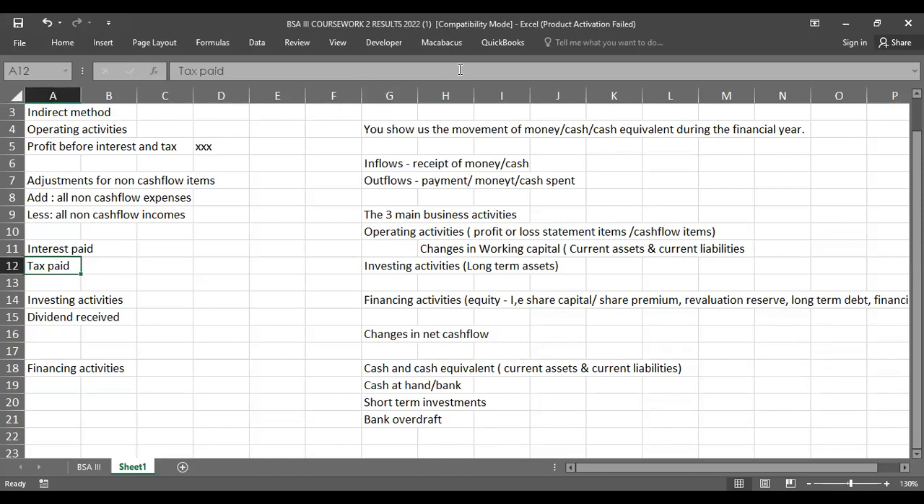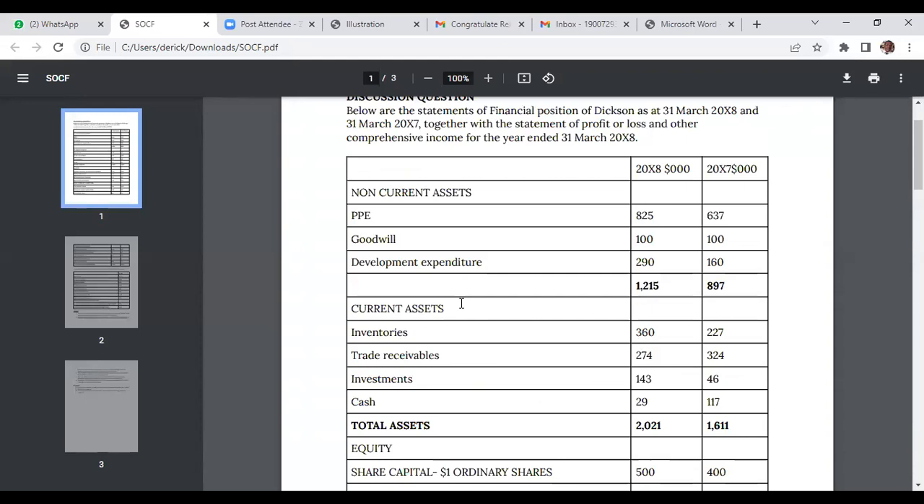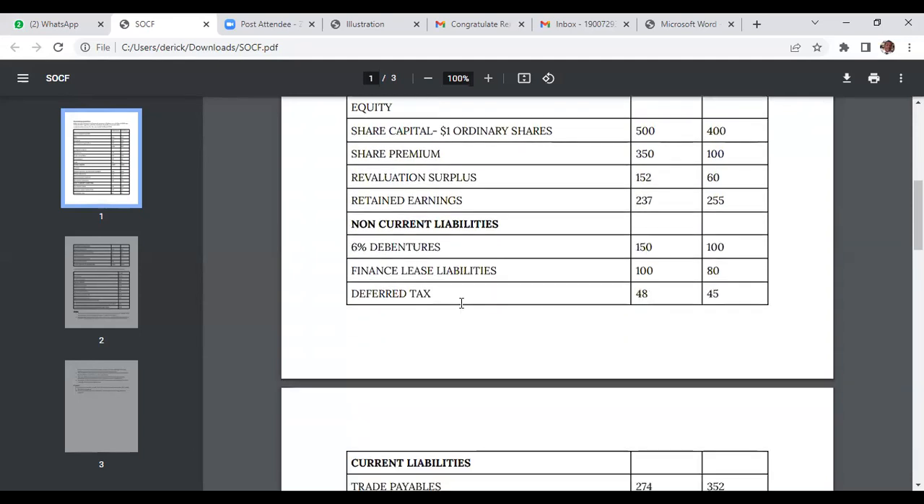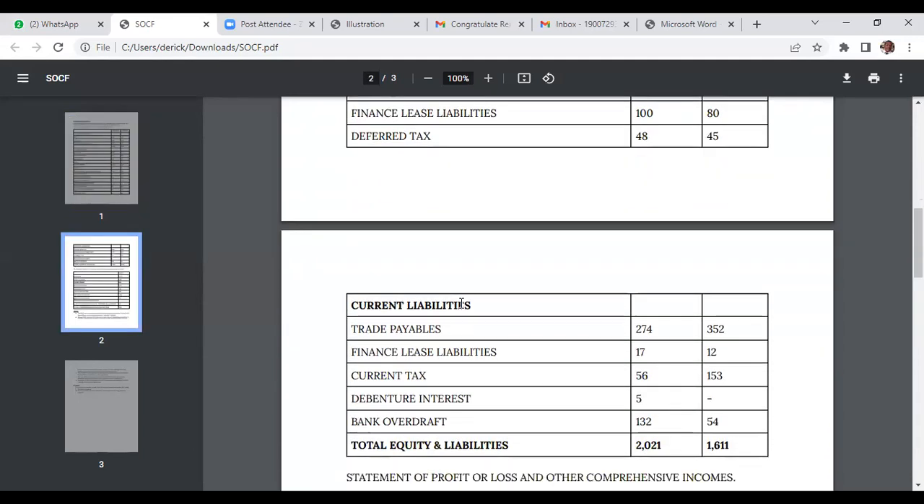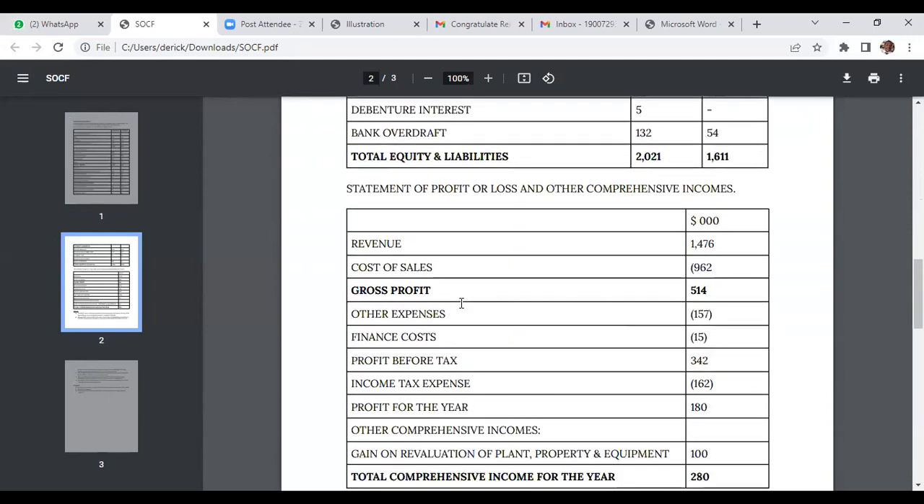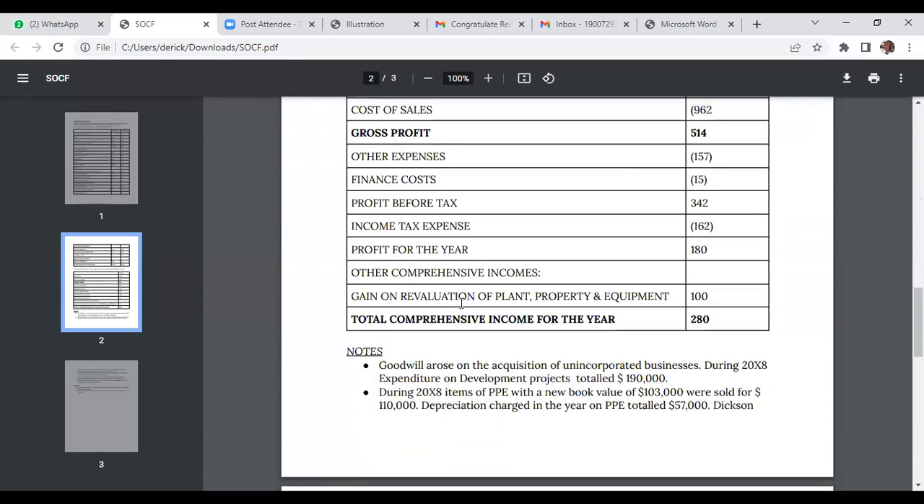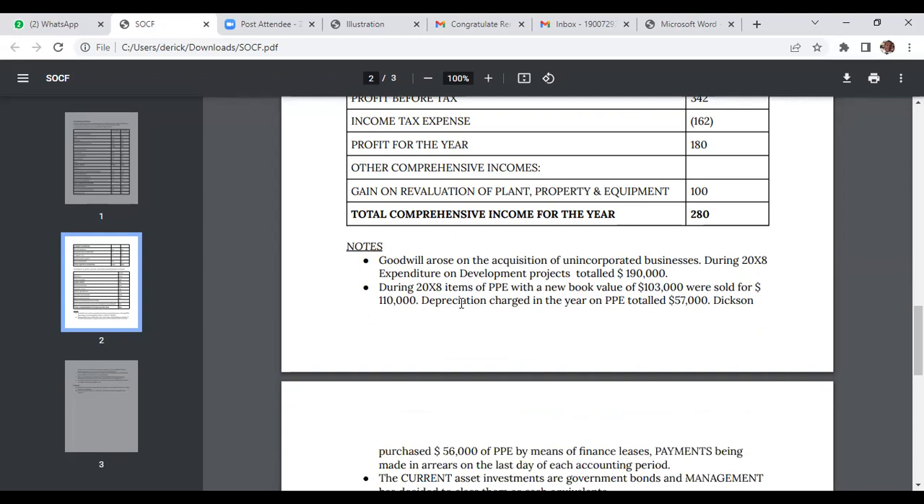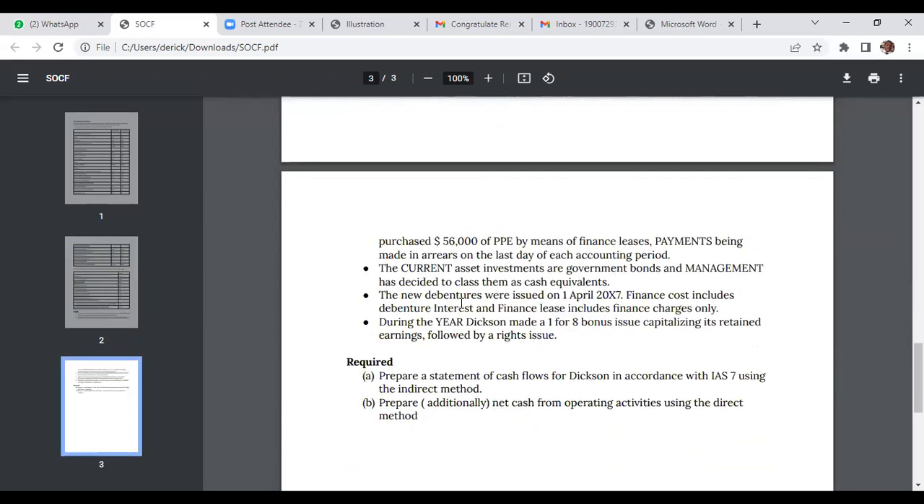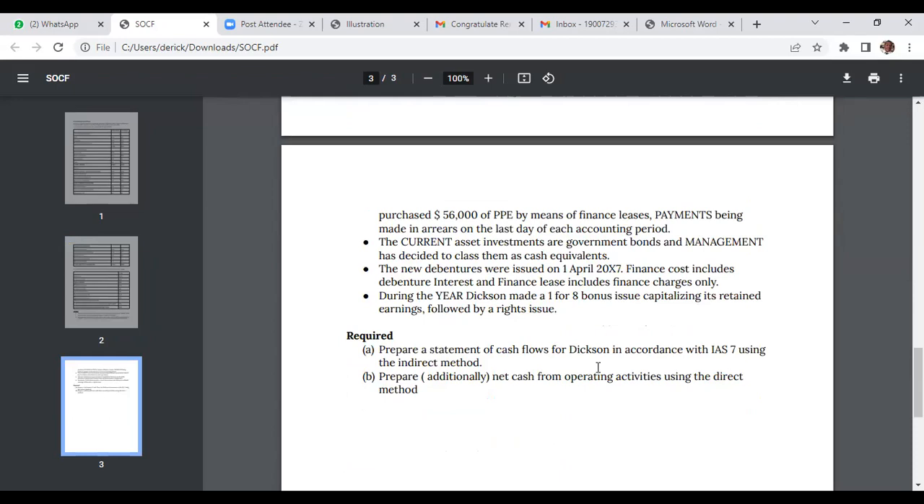Okay, so let's look at this question. You're given this question and we're going to try it out. Once you see a question like this, usually they give you 2 years because you want to see the movement. The profit or loss statement may be given, may not be given. But at least they will give you profit before interest and tax, or information that is enough to help you get profit before interest and tax. So this is what was given. Additional information. Then they say prepare a statement of cash flows for Dixon in accordance with IAS 7 using the indirect method.